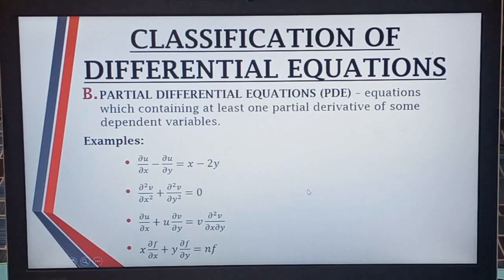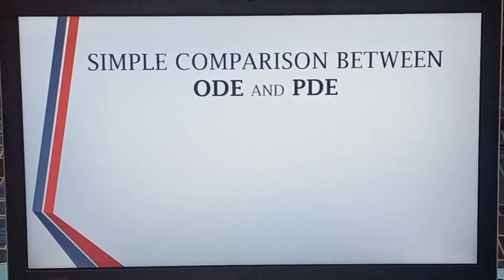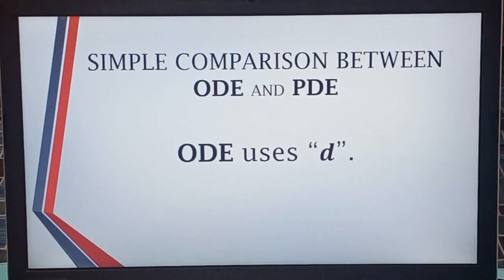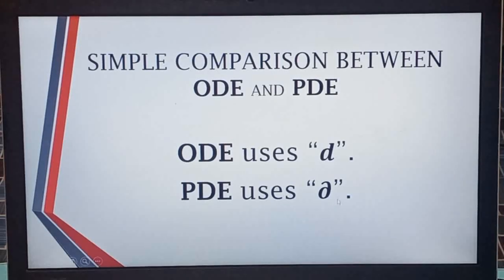Now, for you to be able to identify whether the equation is an ODE or a PDE by simply looking at it, we have a simple comparison between the ODE and the PDE. The ODE uses a small letter d in the equation, while the PDE uses this kind of symbol. So if you see a small d in the equation, it is an ODE. Then for the PDE, you will see this kind of symbol.